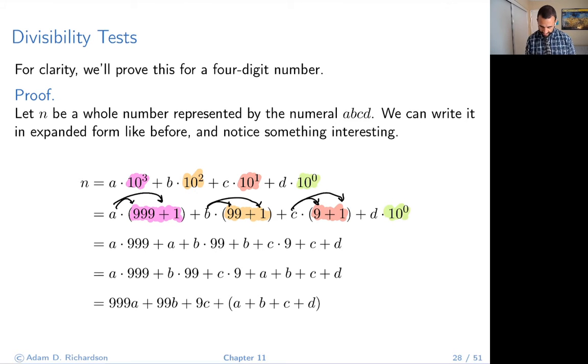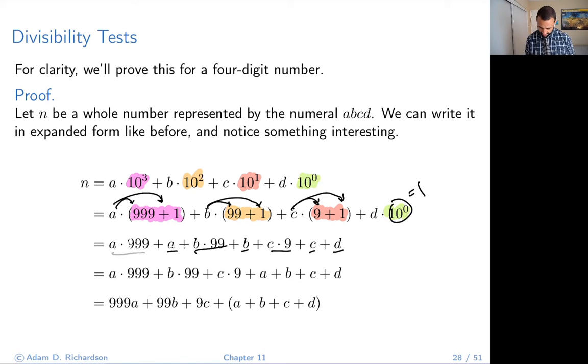And once I do that, that's where I get A times 999 plus A. A times 1 is A. B times 99 plus B. B times 1 is B. C times 9 plus C. C times 1 is C. And then over here, it's just D, because this is already equal to 1, right?